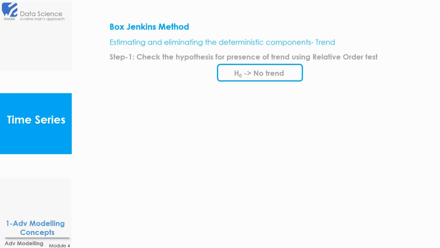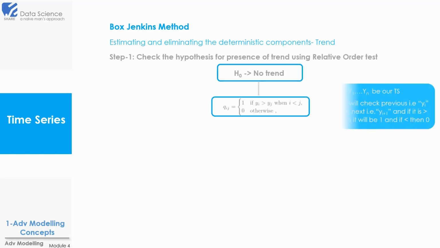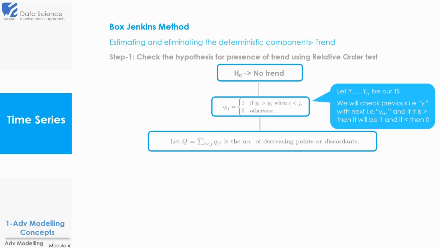Now in the next step, we will assign qij a value equal to 1 or 0. Let's say y1, y2 up to yn is our time series. We will check the previous value of y with the next value of y, and if it is greater than the next value, then it will be 1, else it will be 0. That's how we assign qij a value of 1 or 0. Now let capital Q be the number of decreasing points or discordance given by the summation of small qij. Then we'll find the expected value of Q using this formula.